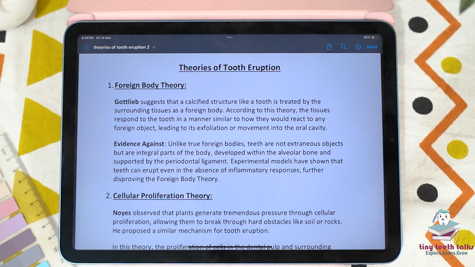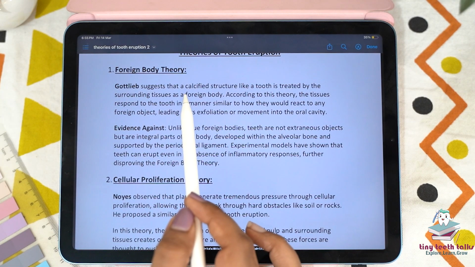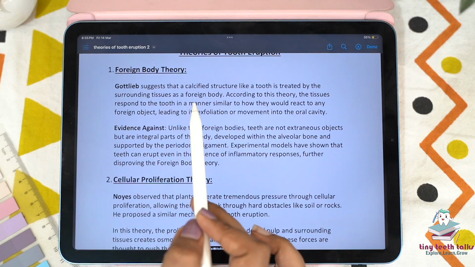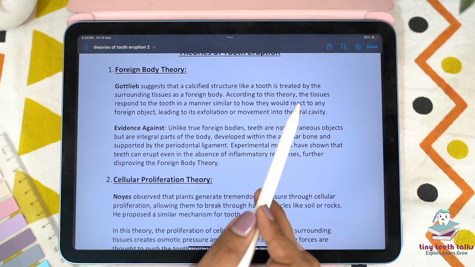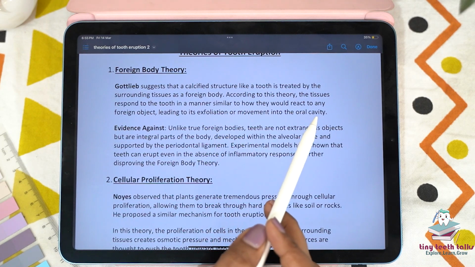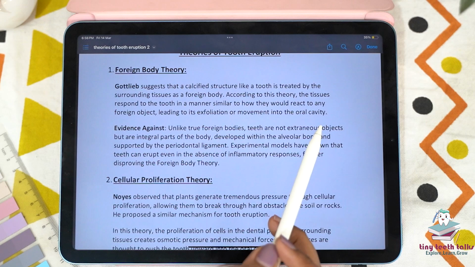Today we will discuss the remaining theories of tooth eruption. So the seventh theory is the foreign body theory. Gottlieb suggests that a calcified structure like a tooth is treated by the surrounding tissue as a foreign body, and according to this theory the tissues respond to the tooth in a manner similar to how they would react to any foreign object, leading to its exfoliation or movement into the oral cavity.